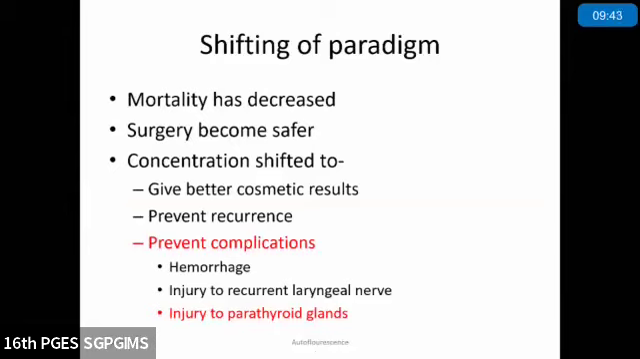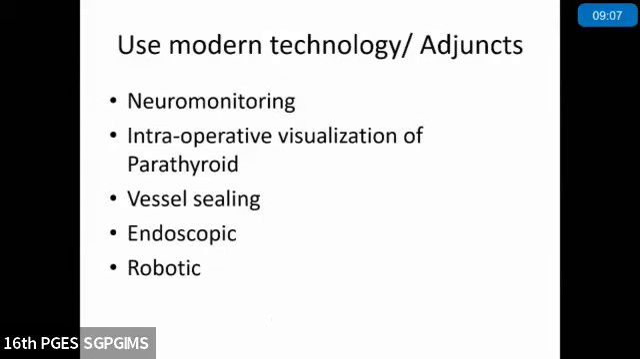Now, in the last couple of decades, there has been a paradigm shift. Mortality has decreased, but now the focus of surgeons has shifted to giving better cosmetic results by adopting robotic and endoscopic surgery, preventing recurrences by adopting total thyroidectomy rather than subtotal, and preventing complications. There are two dreaded complications which all thyroid surgeons sitting here are aware of. One is injury to the recurrent laryngeal nerve, and the other is injury to the parathyroid glands.